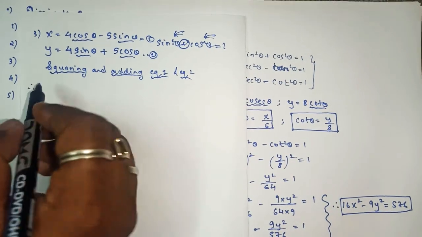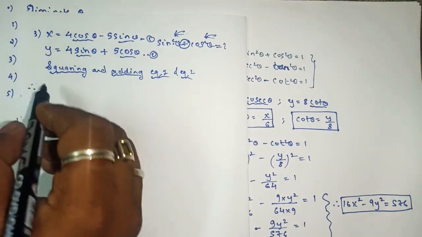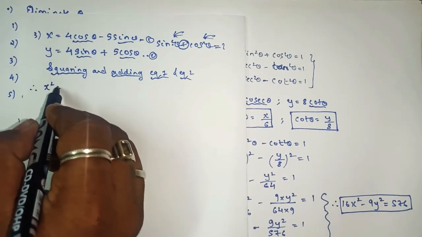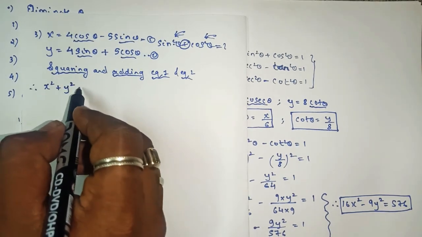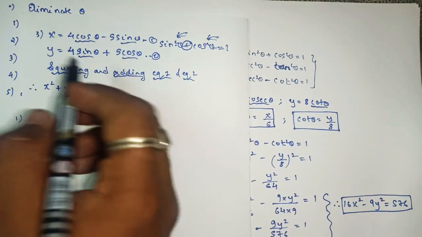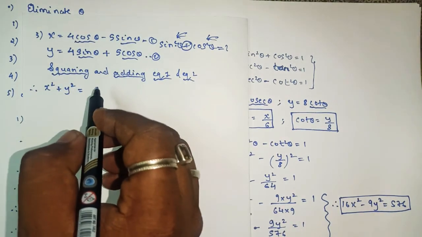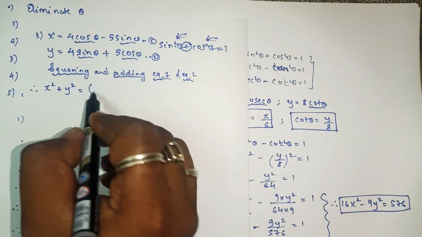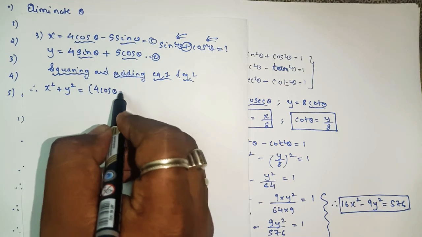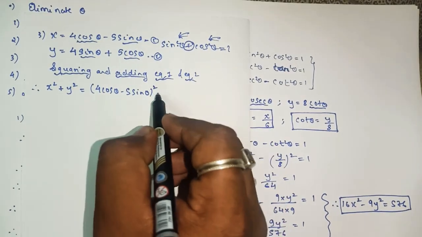Okay, so here we'll do what? Squaring and adding. So squaring the left hand side and then adding. So this is your what? Left hand side, yes or no? So squaring and adding. Here also in the right hand side we'll do the same thing, squaring, okay, and then add.